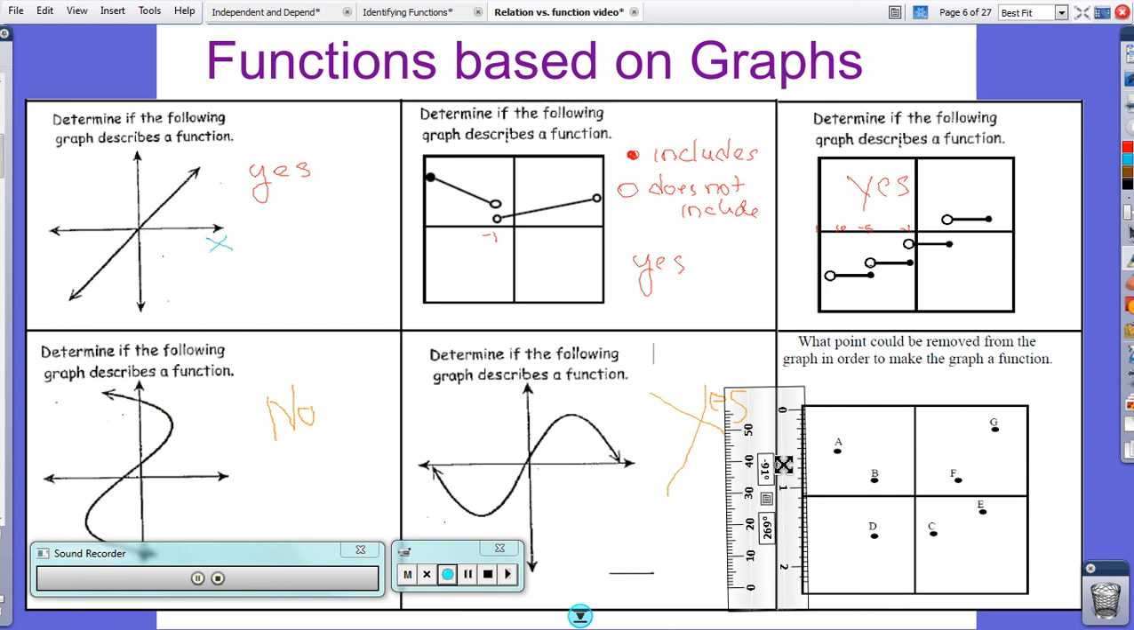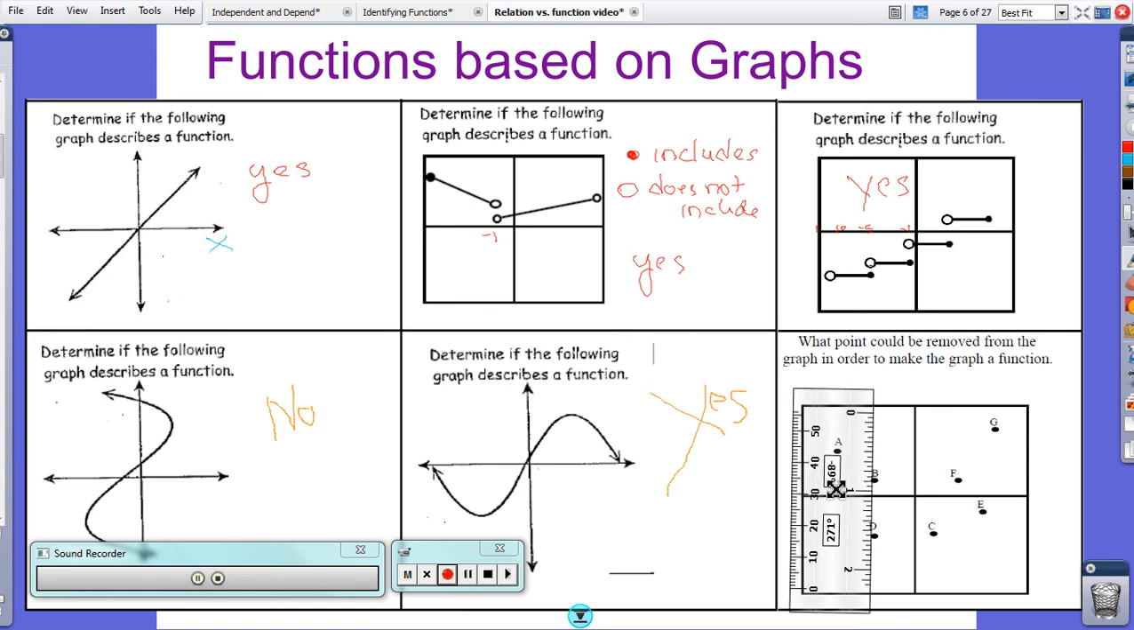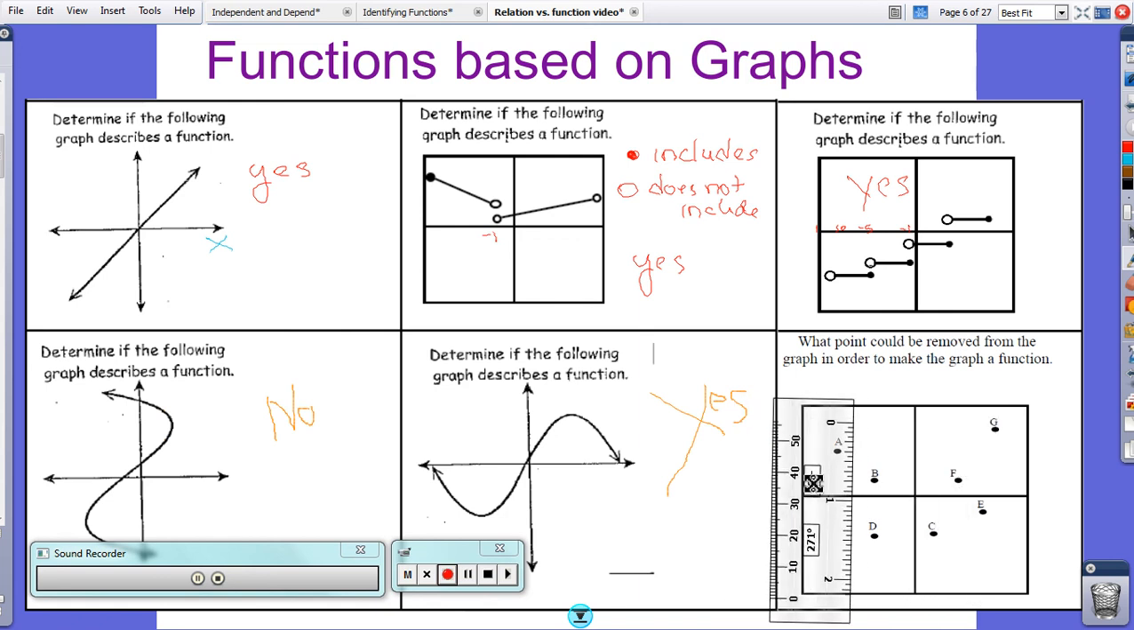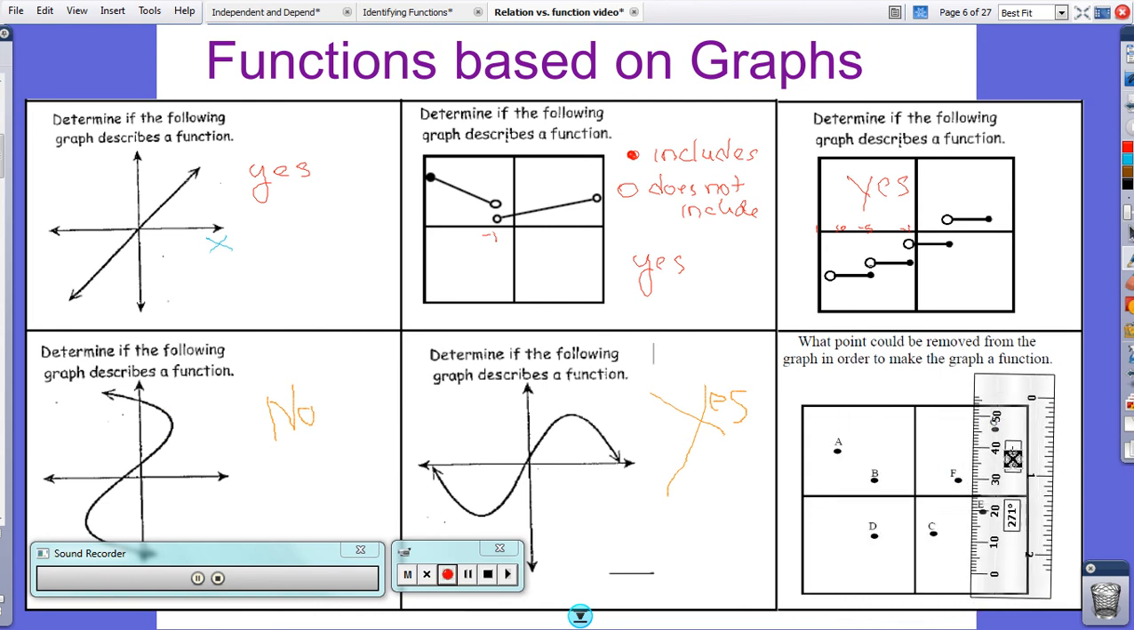Oh, what about this? Let's see what it says. What point could be removed from the graph in order to make the graph a function? So, all right, we have all these points. You can use your ruler to go across and find if anything touches twice. Does anything touch twice? And if it does, which point could you remove?